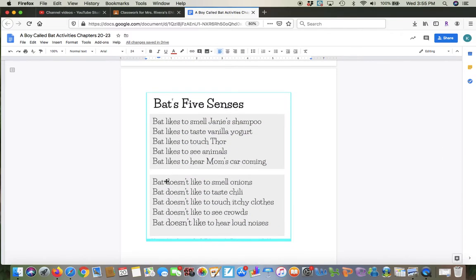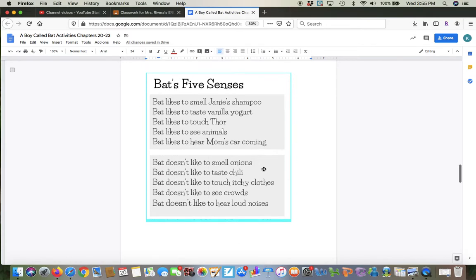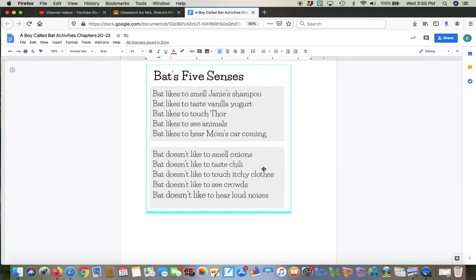And this tells you all about Bat's five senses in this section of the story. So it says Bat likes to smell Janie's shampoo. He likes to taste vanilla yogurt. He likes to touch Thor. He likes to see animals. He likes to hear Mom's car coming. But there are things that he doesn't like also, and we're starting to learn more about him. It says Bat doesn't like to smell onions. He doesn't like to taste chili. Remember, he got mad at that a while back at Dad's house because he was making chili and he didn't like it. Bat doesn't like to touch itchy clothes. He doesn't like to see crowds. And he doesn't like to hear loud noises.